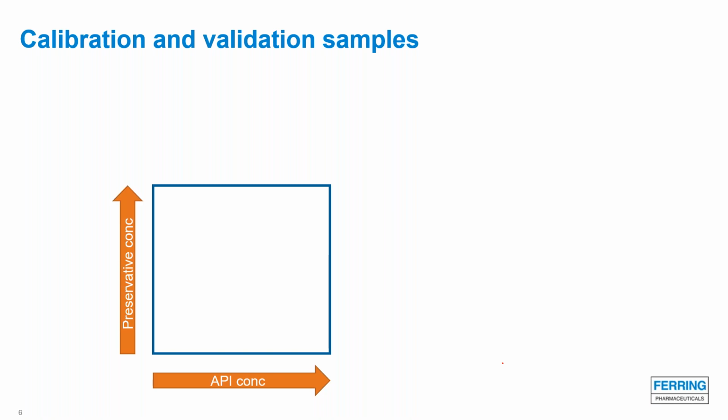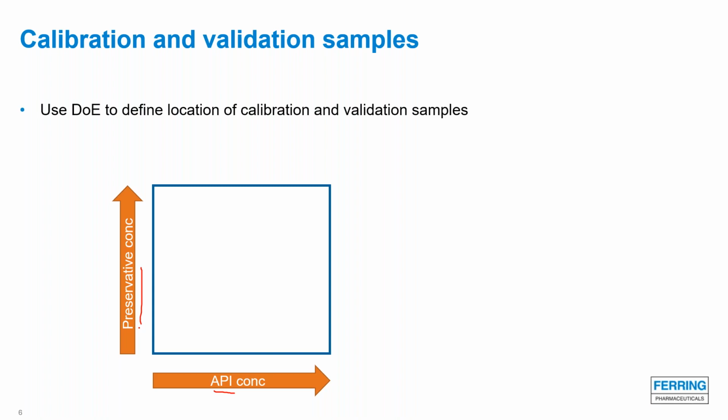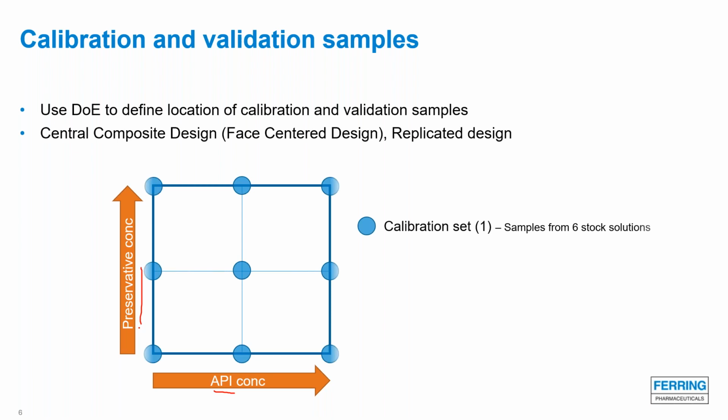Our design space is basically a two-dimensional design space where we have the API on one side and the preservative on the other side. They can vary freely, so we can have any combination of API and preservative in this solution. However, design of experiment is known to be a very good tool to cover a design space. That's why we used a central composite design, a face-centered design in this case, to locate which combinations we should use in our calibration approach.